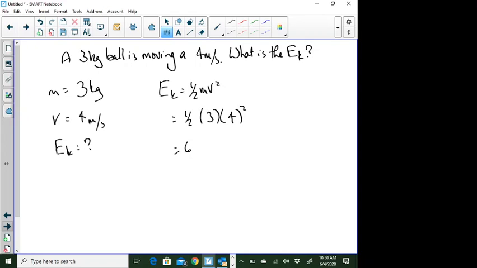Very good. No. Need the unit. What would be the unit? It's energy. No, that's the symbol. The unit would be joules. Are we good now? No. What did I forget to do? No, the units are fine. The 6 is wrong. I went 3 times 4 divided by 2. 3 times 4 is 12, divided by 2 is 6.